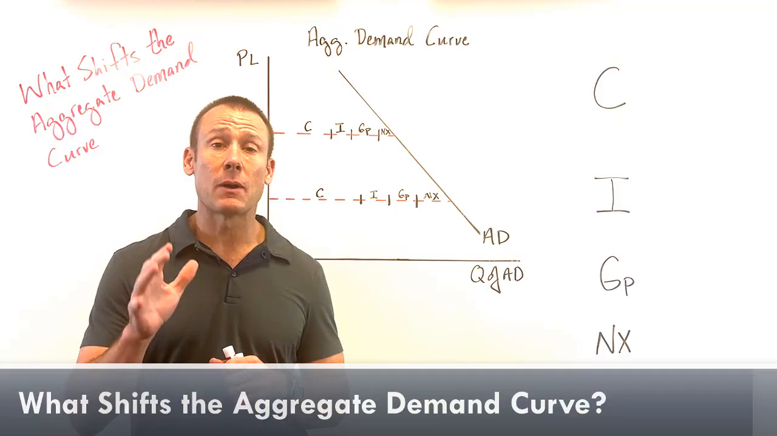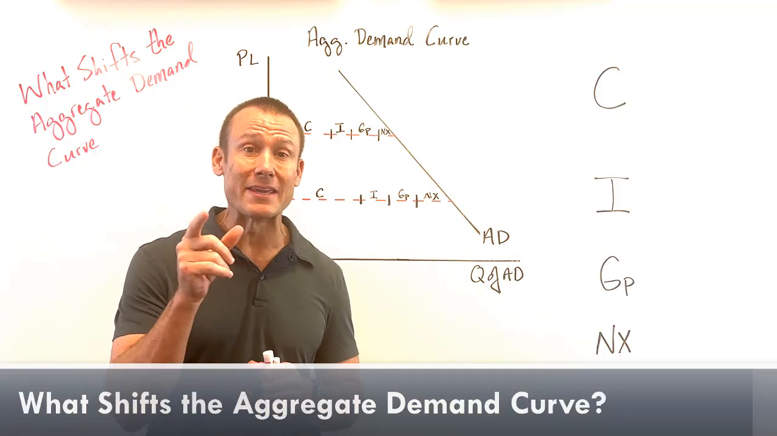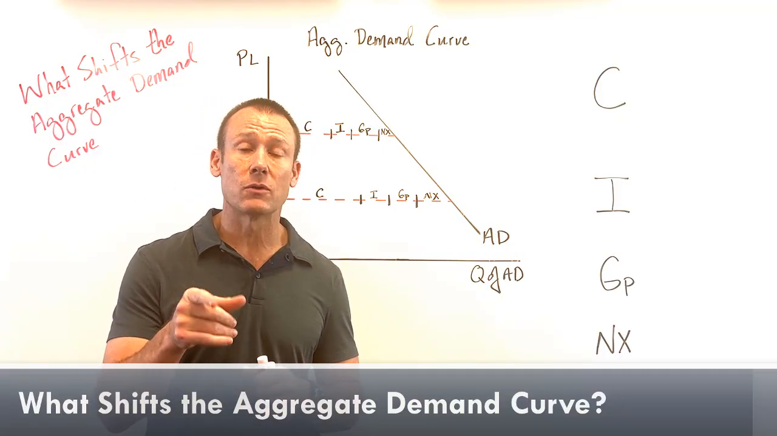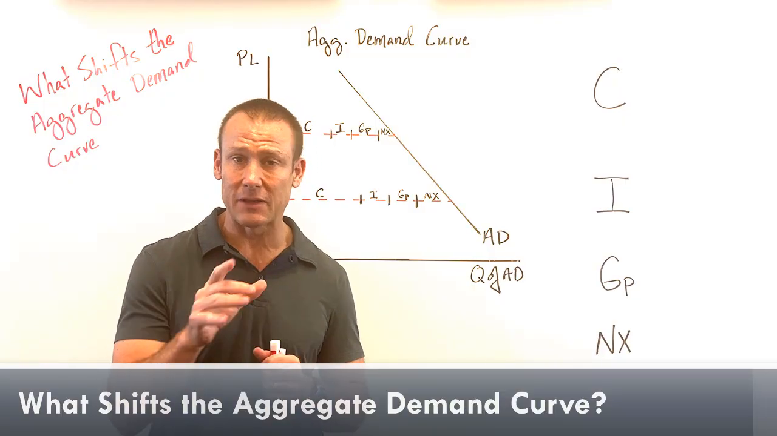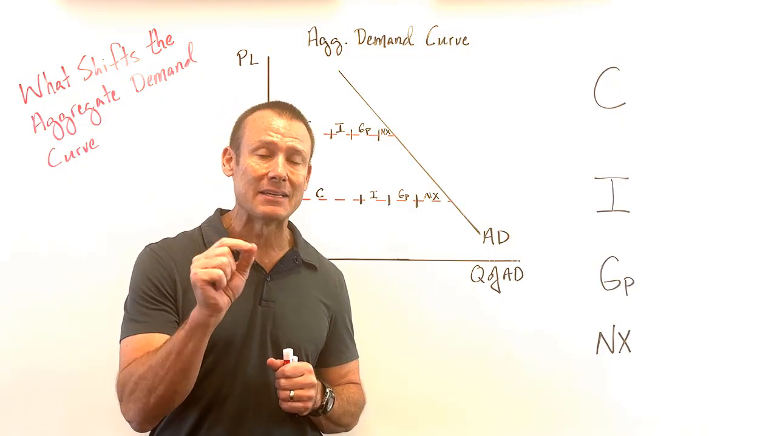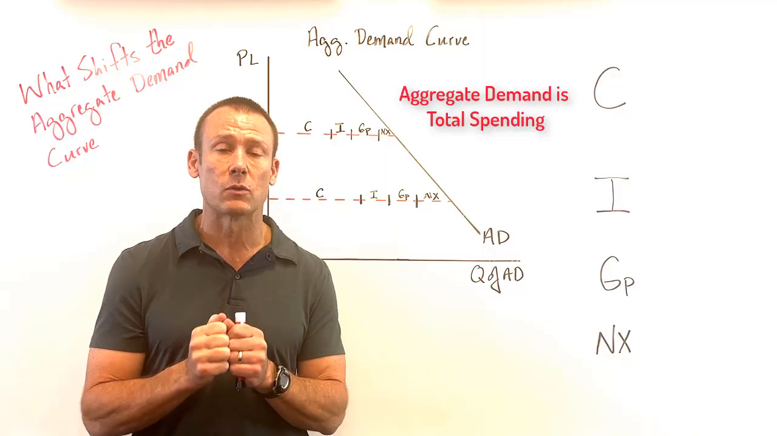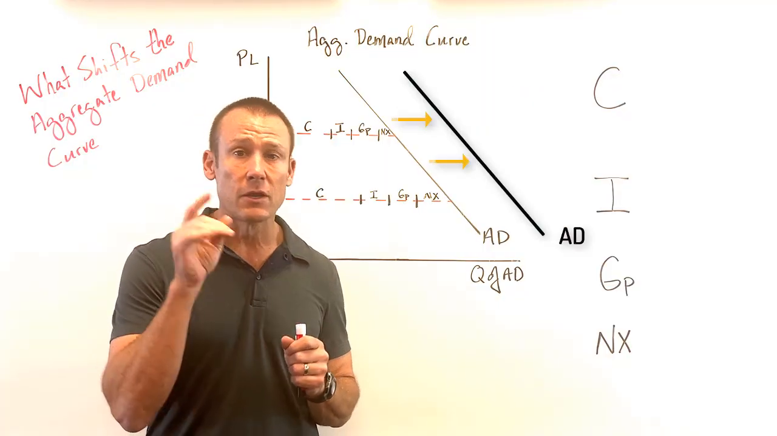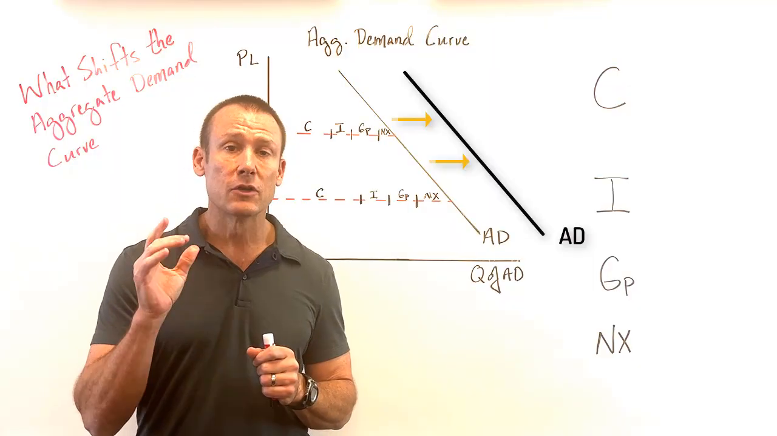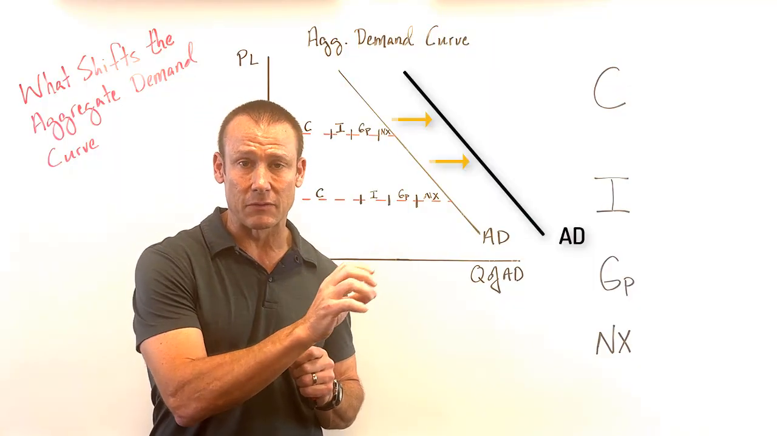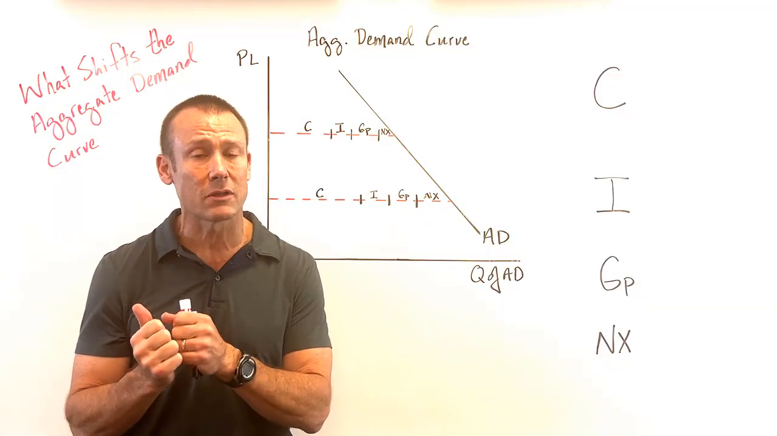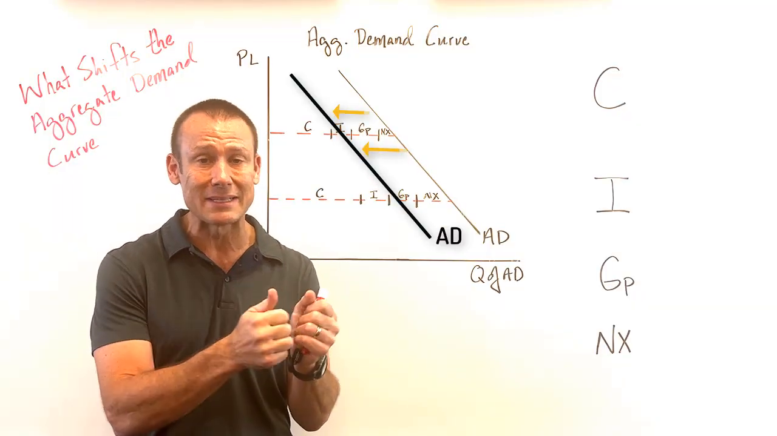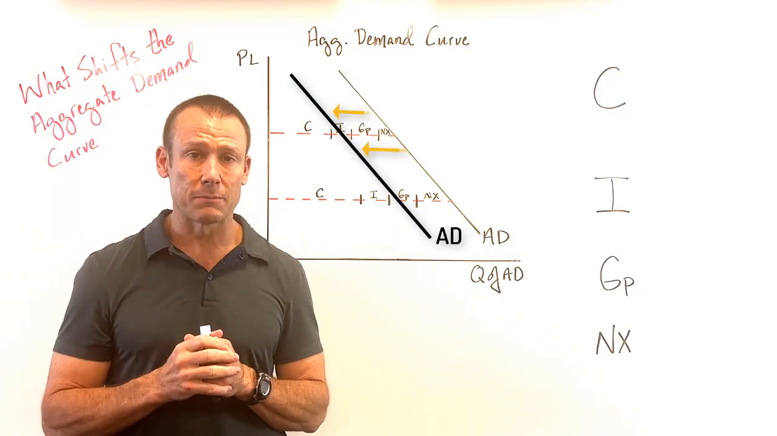Hey guys, in this video we're talking about what shifts the AD curve, the aggregate demand curve, otherwise known as the total spending curve. That's right, aggregate demand is total spending. So what we're talking about in this video is what causes the AD curve to shift to the right, which means total spending to increase at every price level. Or what would cause aggregate demand to shift to the left? Total spending decreasing at every price level.